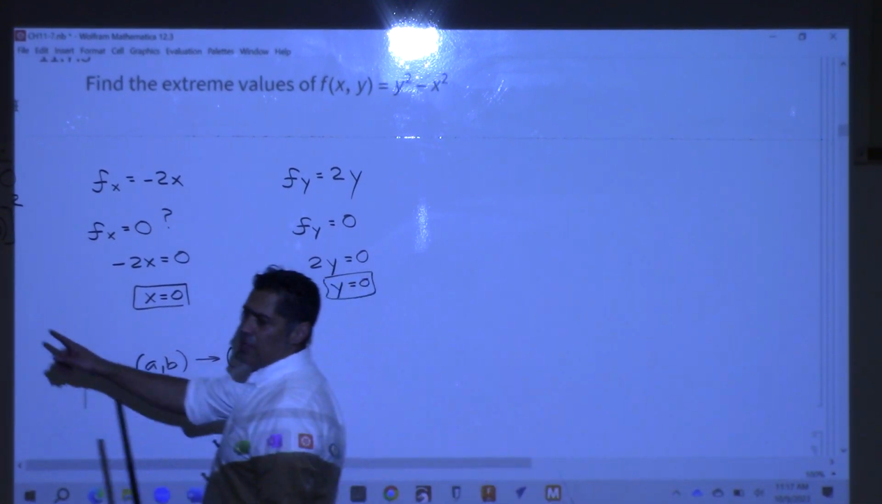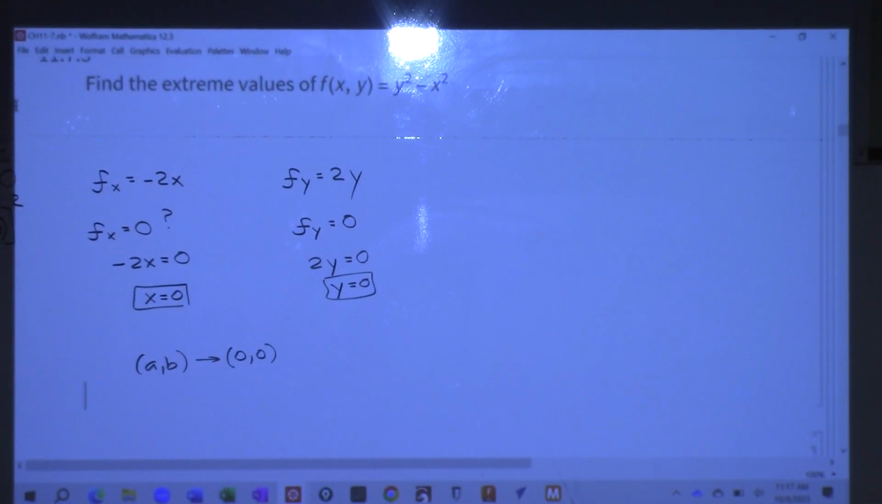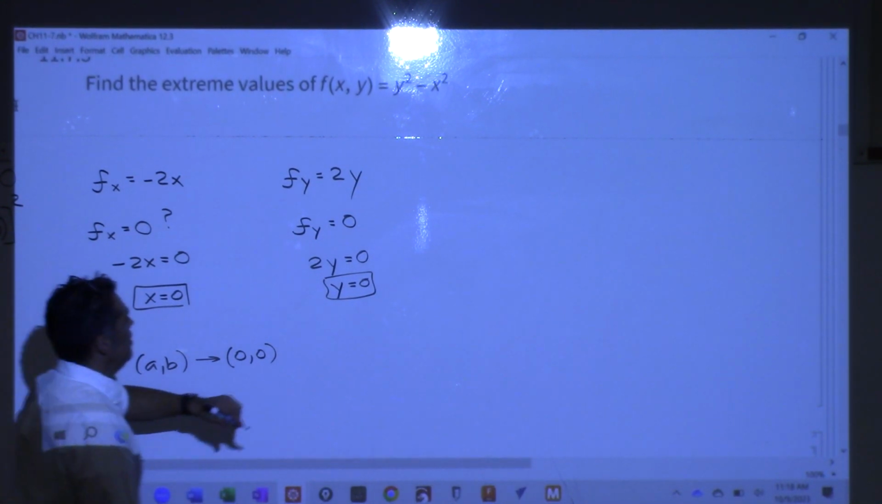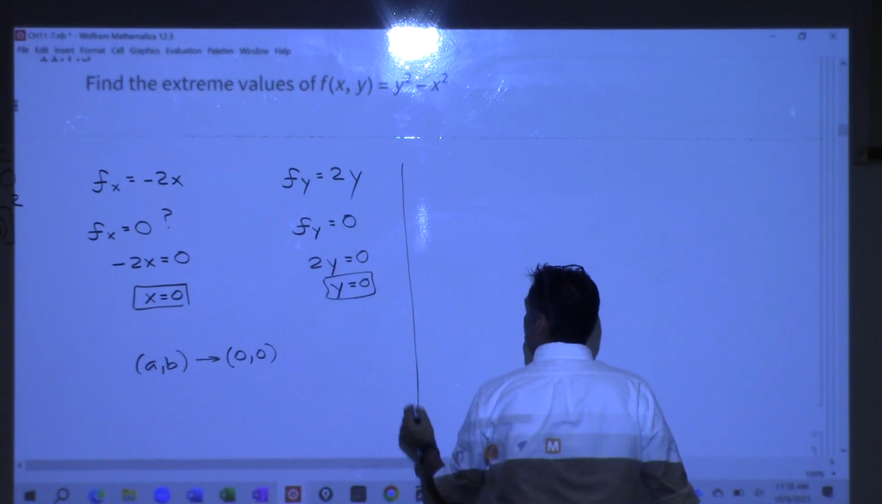Now what I need to do is calculate d at that point 0, 0. This is what we refer to as a critical point of this surface. I need to calculate d. Well, to calculate d, I need some more partials, don't I? So I may as well get those before I calculate d.